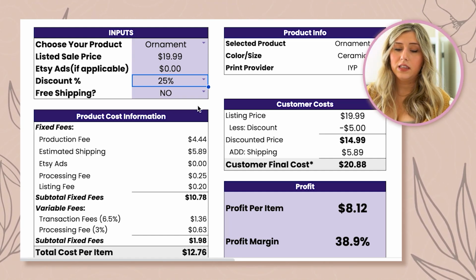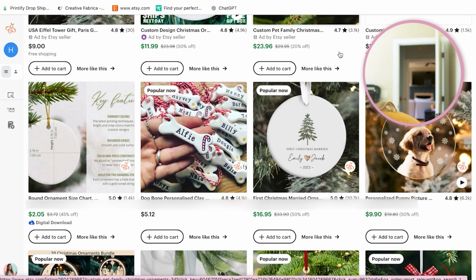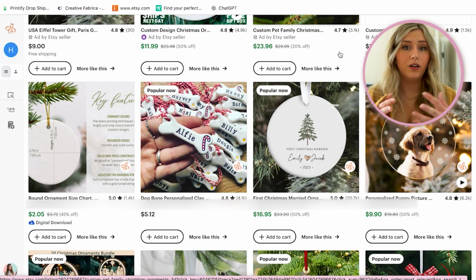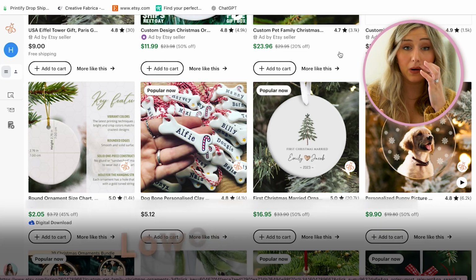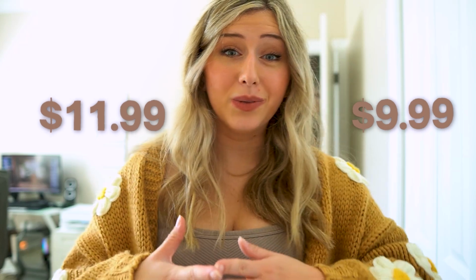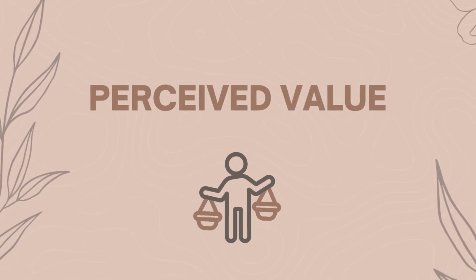And overall, that's what you do want to keep in mind. If you find that maybe the average market value is lower than $19.99, that's something we do want to consider as well. So if I go on Etsy, I'm just gonna pull up a few ornaments here. One thing I do wanna note is when I'm looking at ornaments, a lot of ornaments are lower in price. So what I'm seeing for price points is $9.90 to $11.99. So this is the last concept that I do want to introduce to you, which is perceived value.